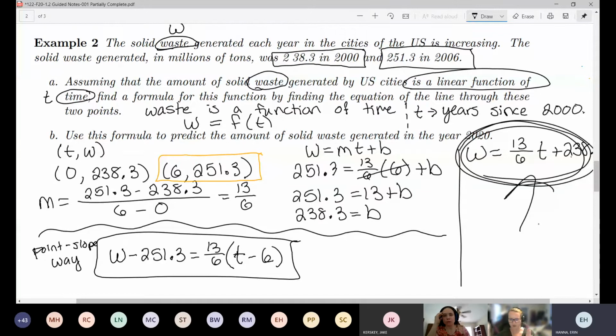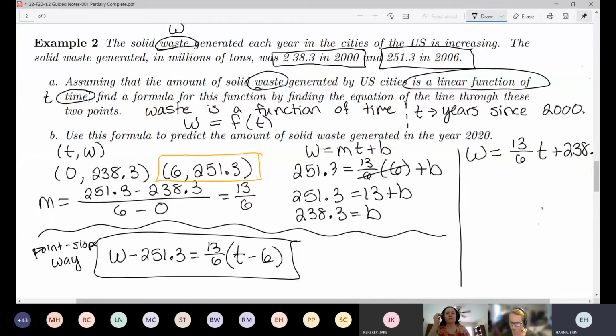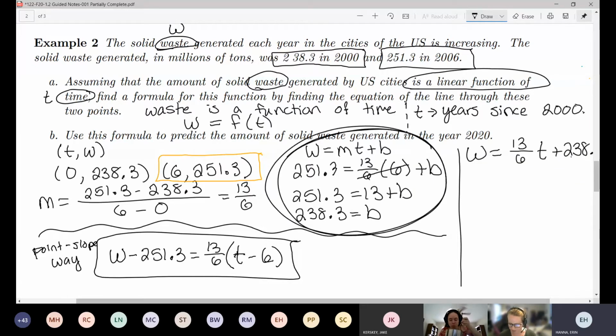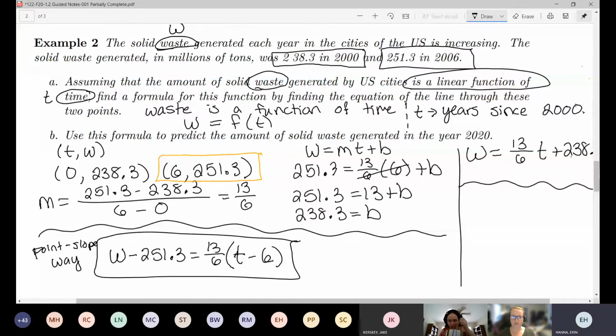You've got to distribute the 13 over 6 and then add the 251.3 to the other side. So this way definitely gets a bit more tedious if you need the answer to look like y equals mx plus b. But if you prefer that way, whatever floats your boat. I find that most people usually use this, but again, whatever you like is fine. All of that was just for part A. We haven't even answered part B yet, but part B is a bit shorter.